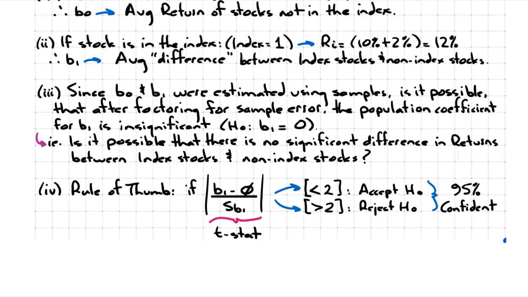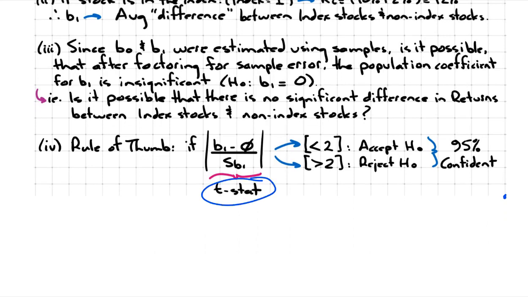So the rule of thumb is the following. This is our T-stat, and T-stat measures how far the coefficient deviates from 0 measured in units of standard error. And the rule of thumb is as follows. If the T-stat is less than 2 standard deviations away from the null being 0, then we would have to accept the null. Because what we're really saying is, if you think about it, we're saying that B1 is really not that far away from 0. So therefore, we accept the null. And the null, of course, is that it's insignificant.